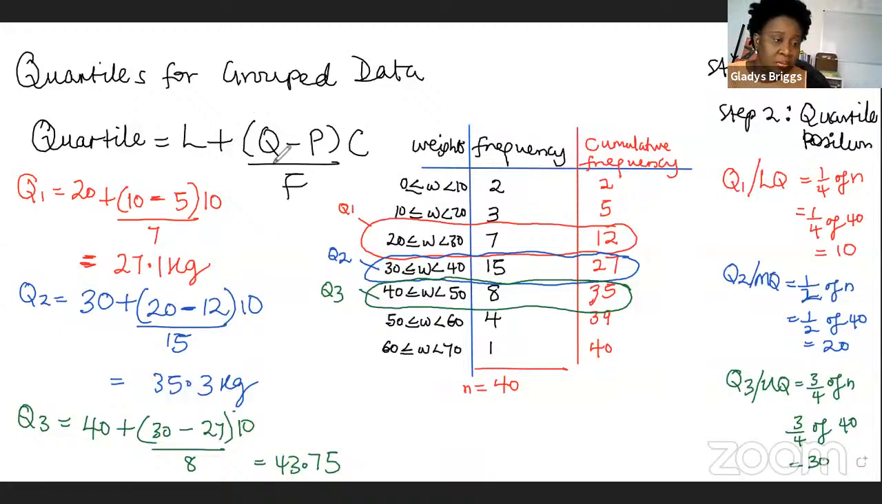Okay, so I'm going to clear all my drawings. That's how you do it to find the quartile positions. Would you like me to give you one to try out now? I think you should. You should try out one. So let me find one on your course handbook so that you can try it out by yourself independently.